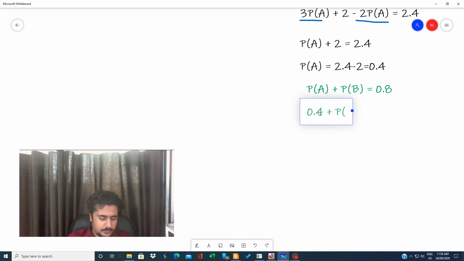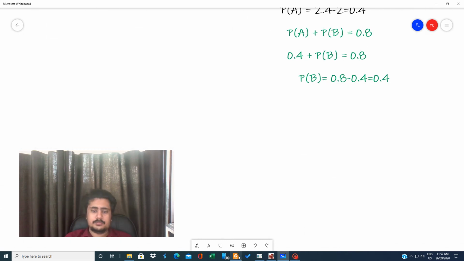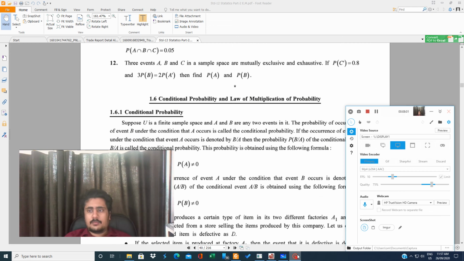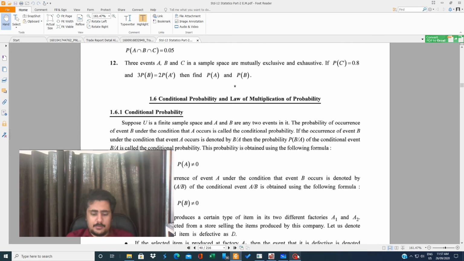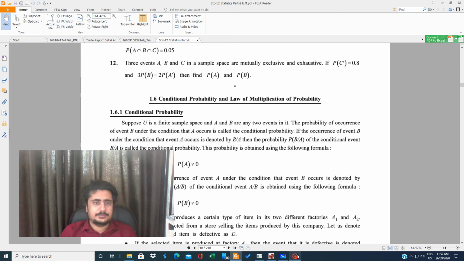So what should be P of B? Your P of B is 0.8 minus 0.4, that is 0.4. Okay, so we have completed this 12th sum, and we have completed the exercise also. Now let's move ahead.